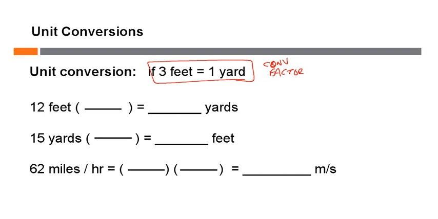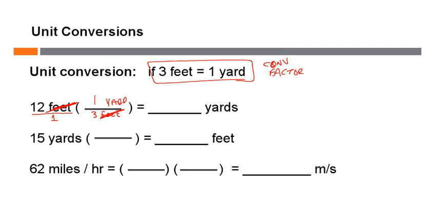I need to look and say this is feet. The feet are on top. I can make that look like a fraction if I want. And if the feet are on top, then I need to put the other feet on the bottom such that the feet on top cancel the feet on the bottom. Set it up opposite, and you're good to go. That leaves a place for 1 yard up here.